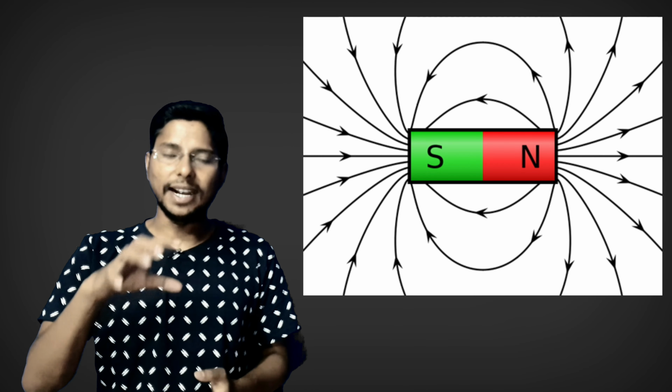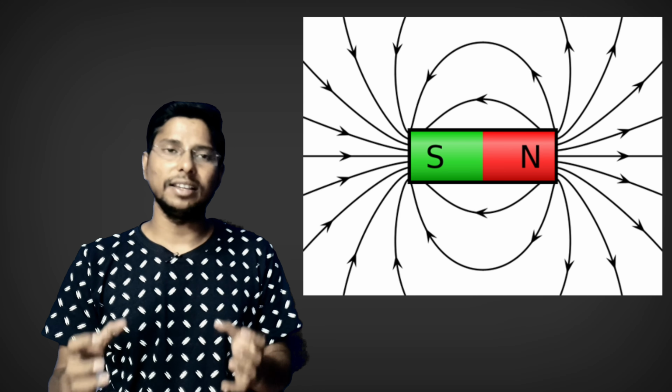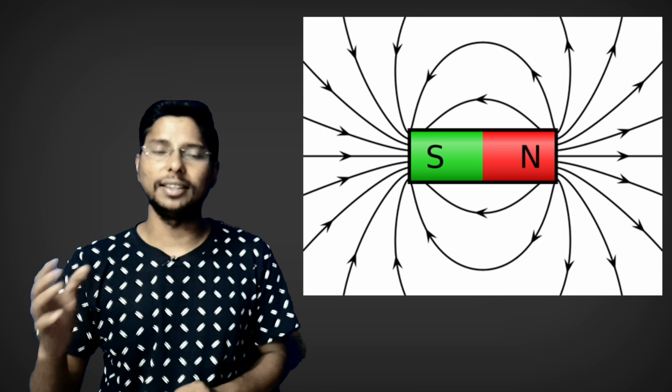Second property: the magnetic field lines are closest near the poles, but they are widely separated at other places, as you can clearly observe in this picture. That is the reason the strength of a magnet is greater near the poles as compared to other places.